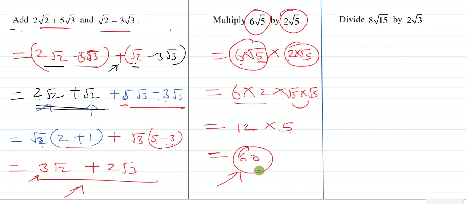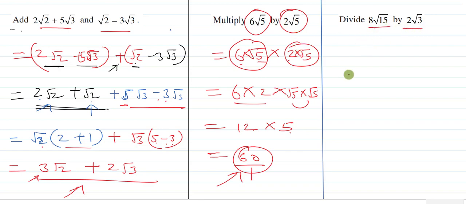As 60 is an integer, we know that all integers are rational numbers. 60 by 1 you can write. So it is a rational number. Okay. So here you can also say, as we have seen in the second category, multiplication and division of two irrational numbers can be a rational number or can be irrational.